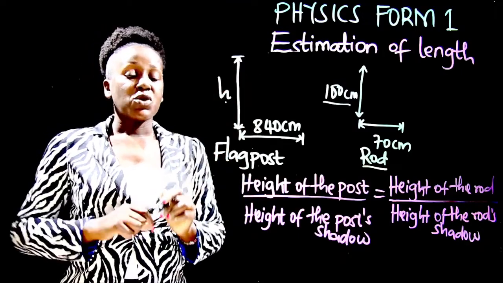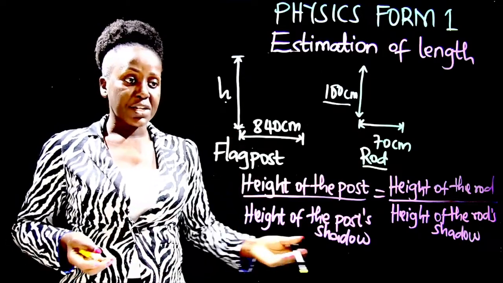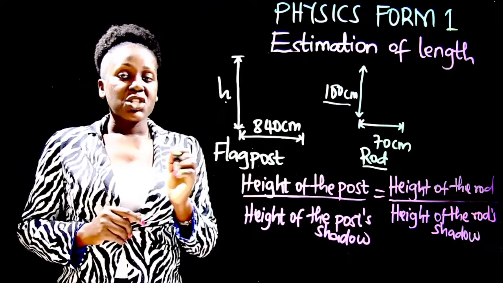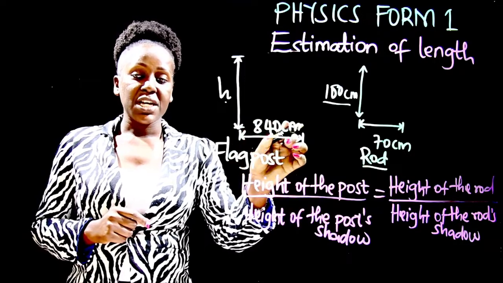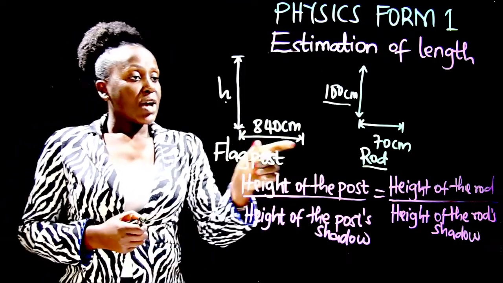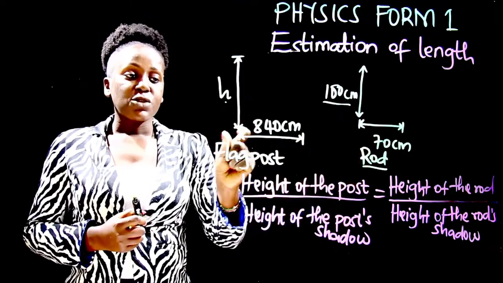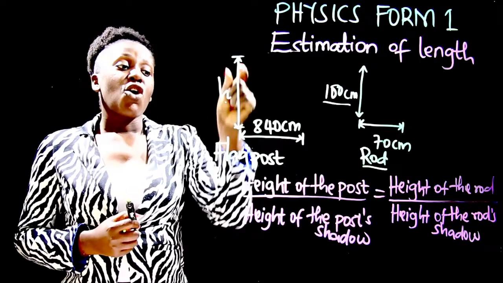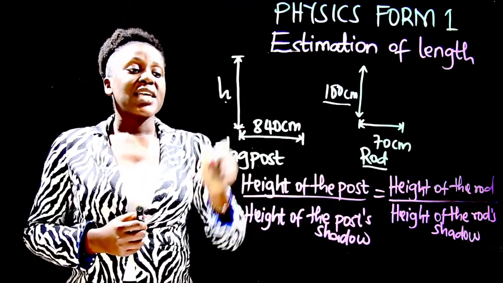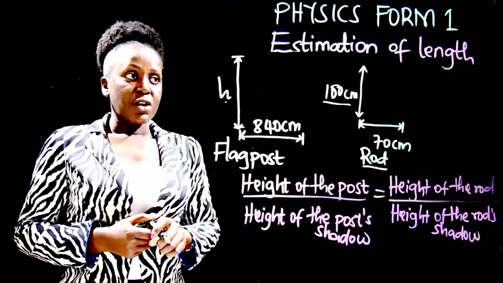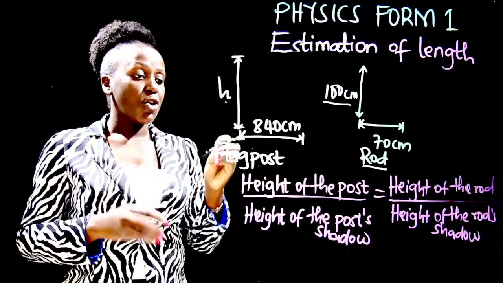So the height of the flag post is unknown, but since the shadow of the flag post is on the ground, it can be measured. When measured, you find that the length of the shadow is 840 centimeters. We know the measurements of the rod, but we don't know one of the measurements of the flag post. So we use estimation to estimate the height of the flag post. To estimate, we must use comparison. Remember, we must use comparison.